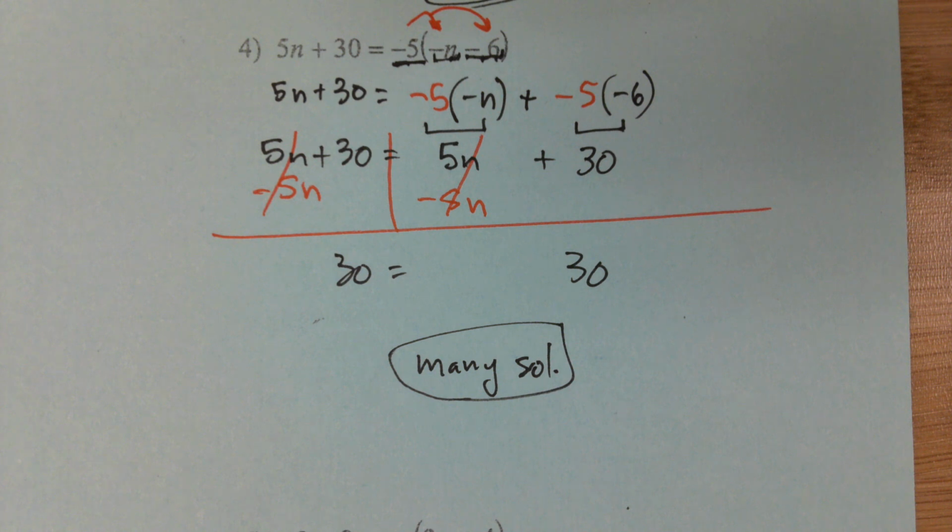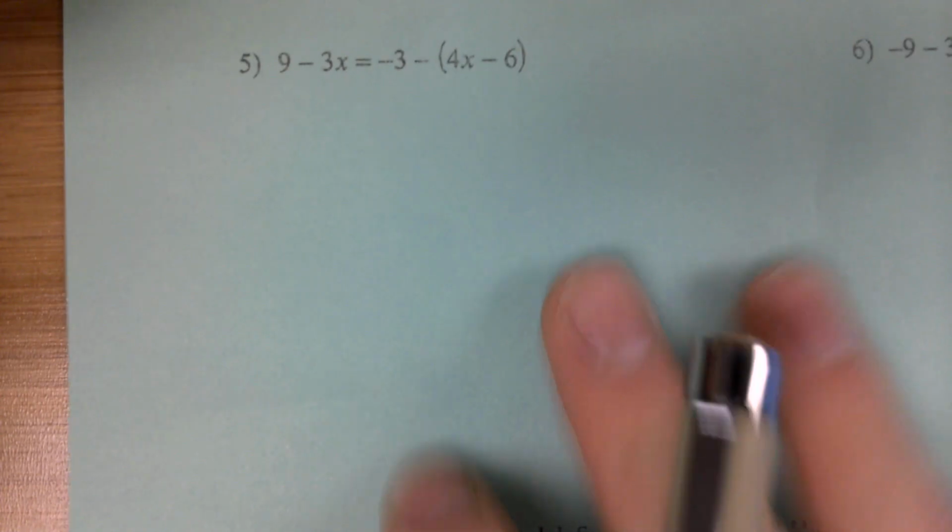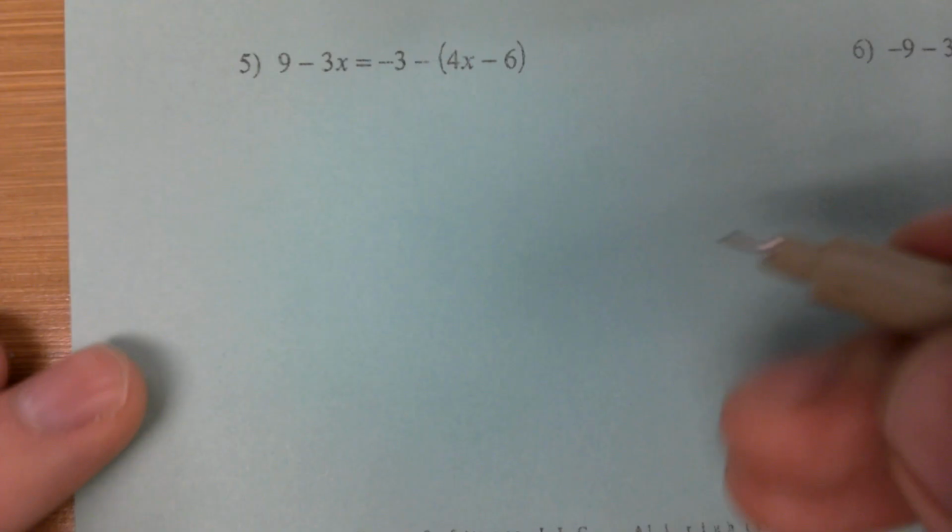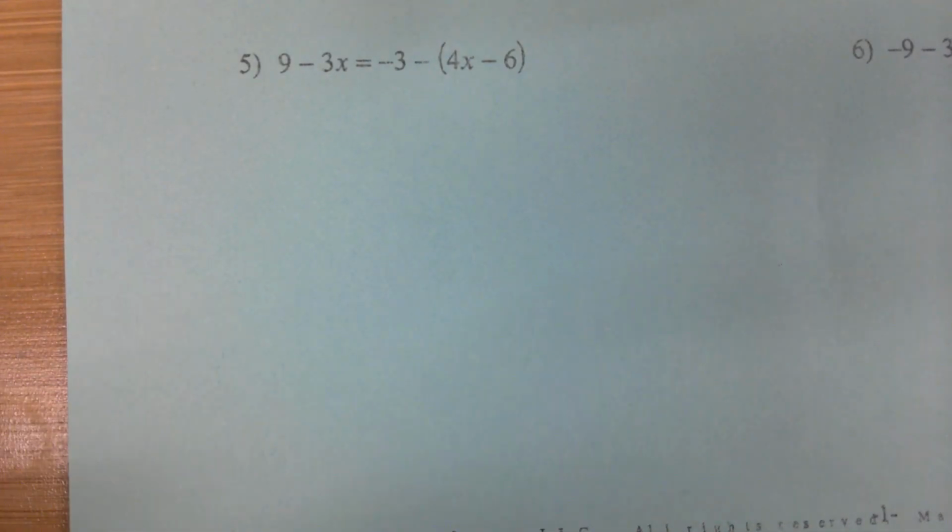All right? Questions on number 4. Number 4 is kind of tricky. So if you have a question, please let me know. Okay. Number 5. Another difficult one. This whole worksheet's a little bit challenging. That's probably why there's so many thumbs down.